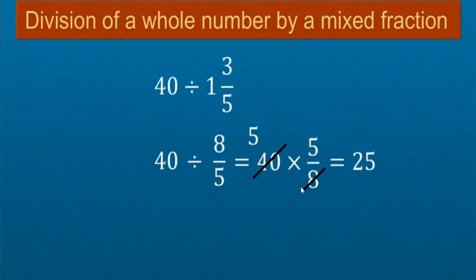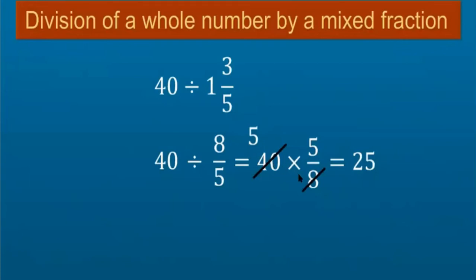Now 40 into 5/8, we are doing the cancellation. Cancellation is always done between the numerator and the denominator. We have to see if there is a number that is divisible for both the numerator and the denominator. Here the denominator is 8 and the numerator has 40. So we can divide 8 by 8, and similarly we can divide the 40 in the numerator by 8. 40 divided by 8 gives us 5.